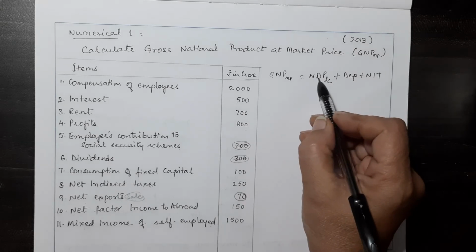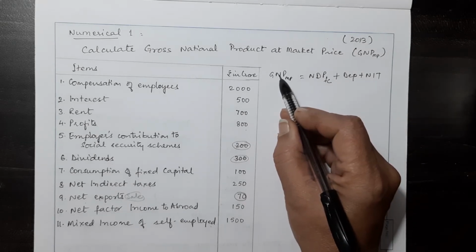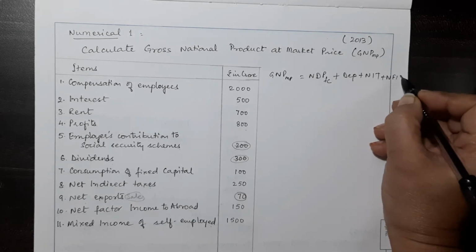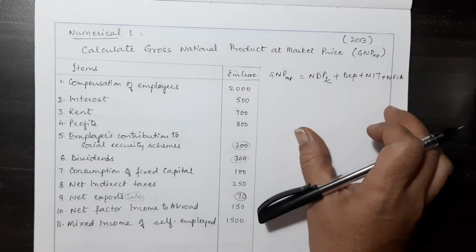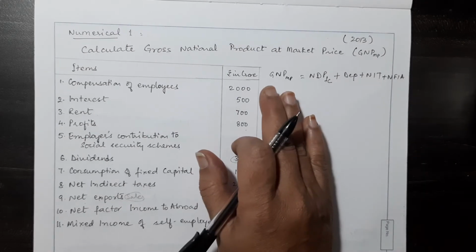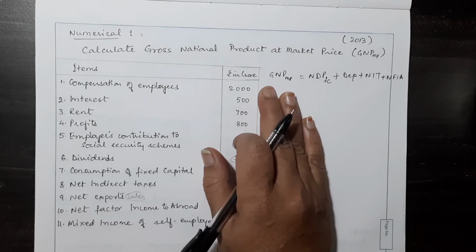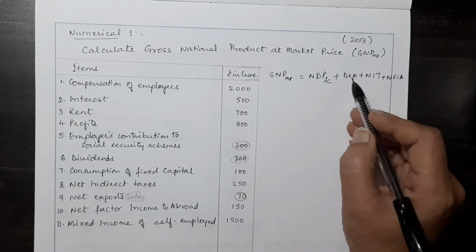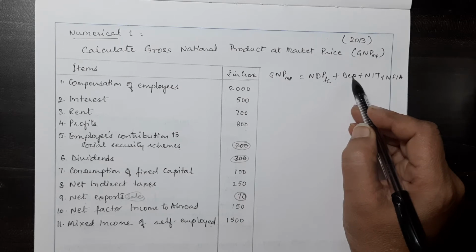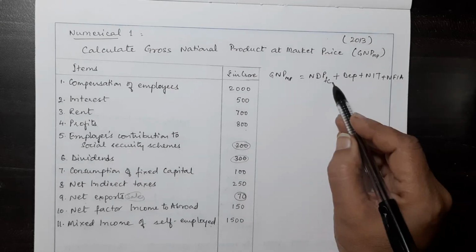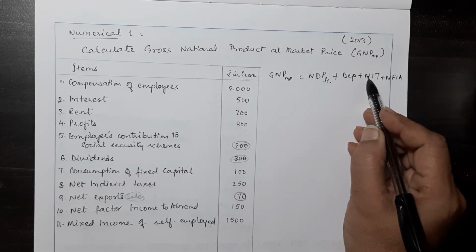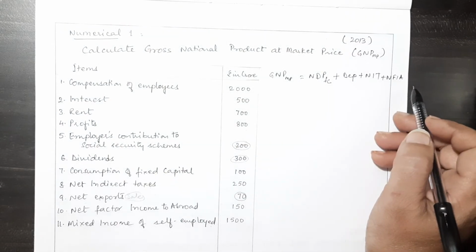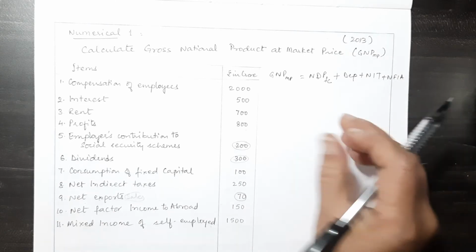But see, this is domestic product. We have to arrive at the national product. So what do we do? We will add the net factor income from abroad. So this is how we will arrive at the gross national product at market price. What did we do? To arrive at the gross, we added depreciation. To arrive at the market price from factor cost, we added net indirect taxes. And then from domestic to national, we added net factor income from abroad. Now we will put these values.